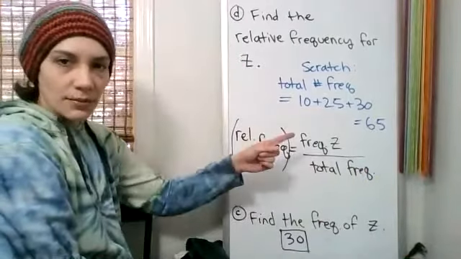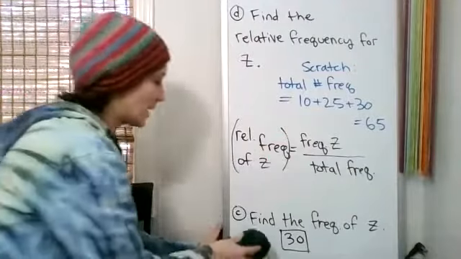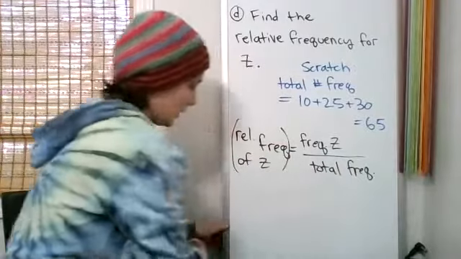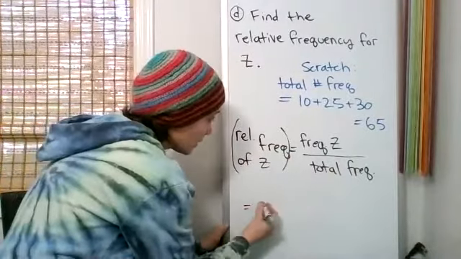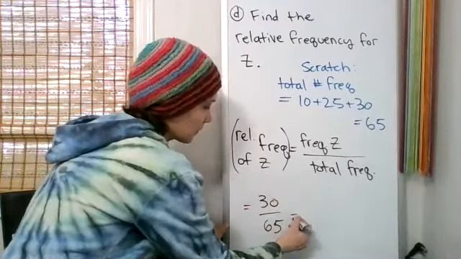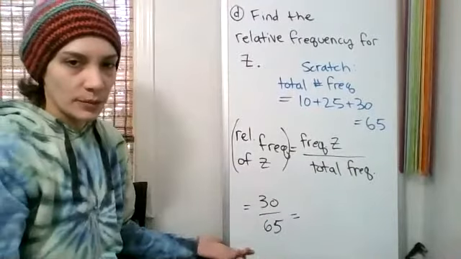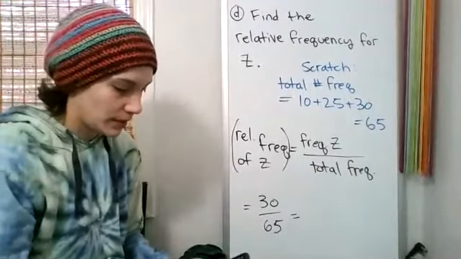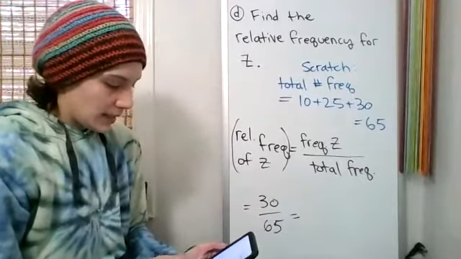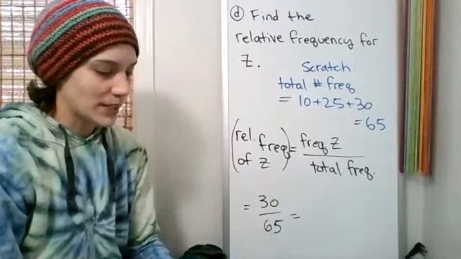That was 30 out of 65. I will change it to a decimal. But you could type a fraction. This would be fine as your answer if this was your question. Also, 30 divided by 65 is, wow, we're going to round it to 0.46.